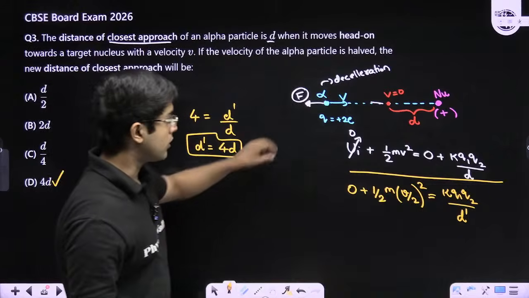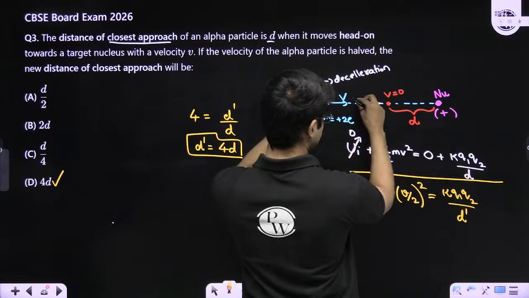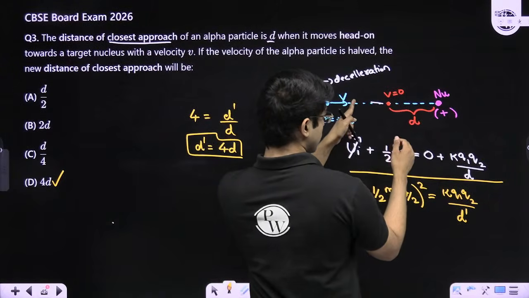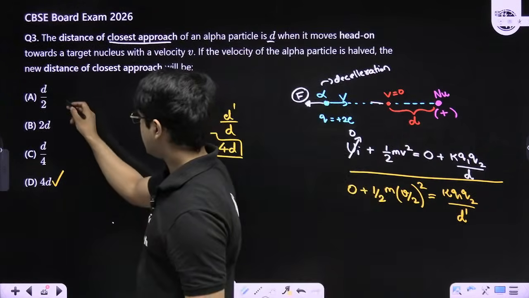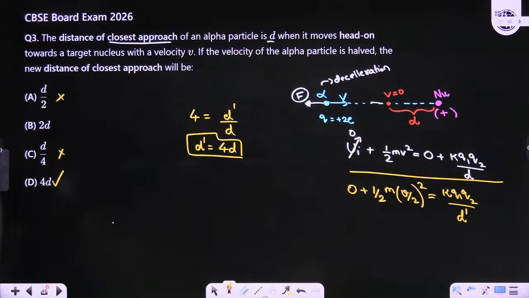Of course if you reduce the speed, then it cannot reach this point, it will come to rest much sooner. So if it comes to rest much sooner, the closest distance will be greater than d. So it cannot be less than d. So these two options are anyway wrong. All right.